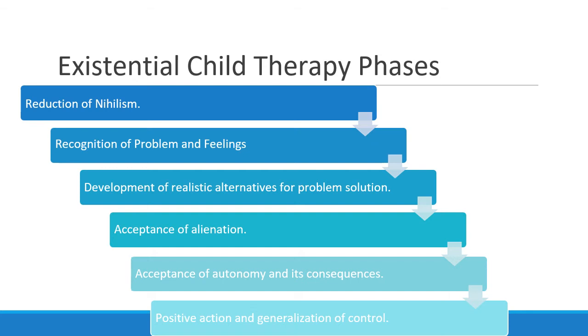Phase 4 is acceptance of alienation. The child's growing recognition of responsibility leads to feelings of vulnerability and isolation. The realization that even significant others are separate from the self and cannot be totally responsible for the child's circumstances.